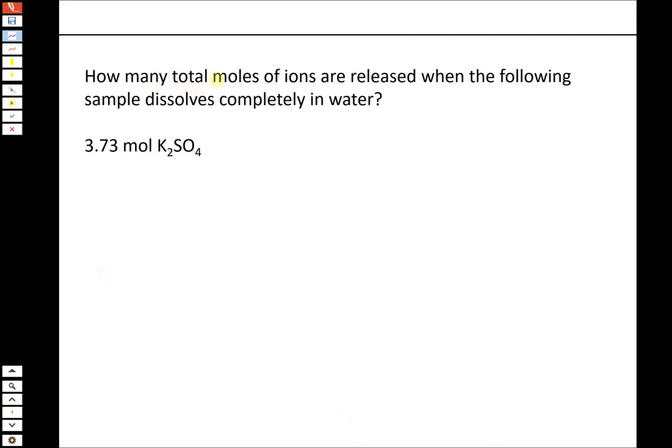So how many total moles of ions are released when the following sample dissolves completely in water? 3.73 moles of potassium sulfate in this case. So very similar compound, potassium sulfate. Again, same argument as last time. Potassium sulfate, when it dissolves in water, it's going to make K plus and SO4 2 minus. But remember, there's 2 potassiums in the formula. So it's going to be 2 K plus and 1 SO4 2 minus.